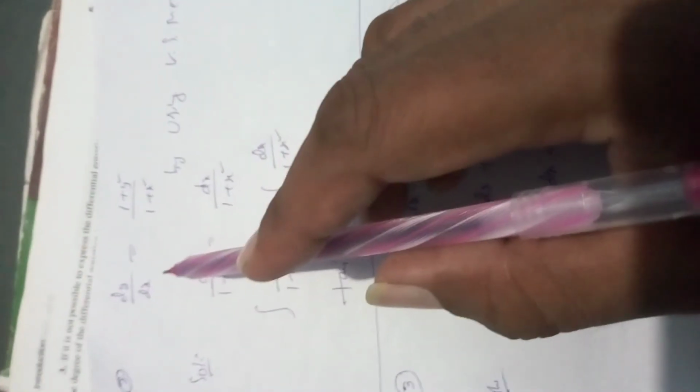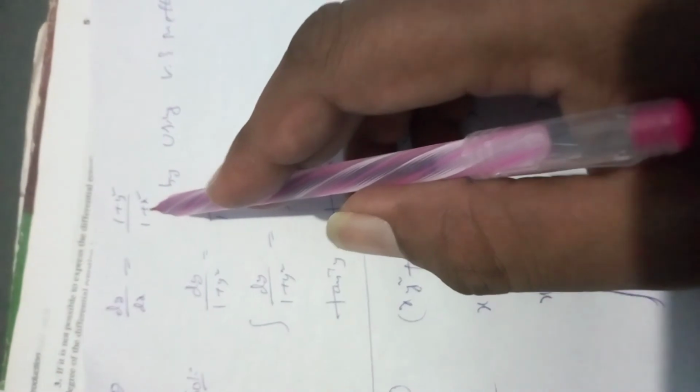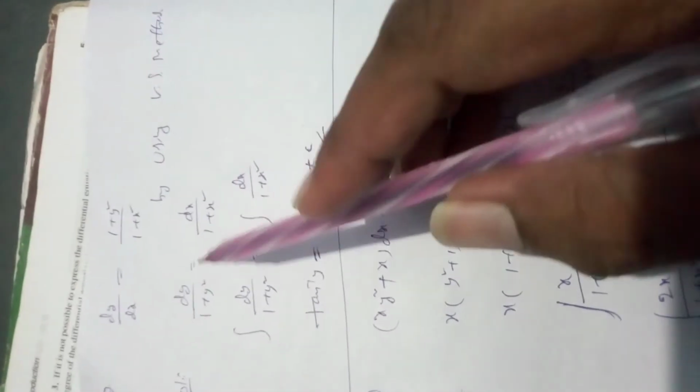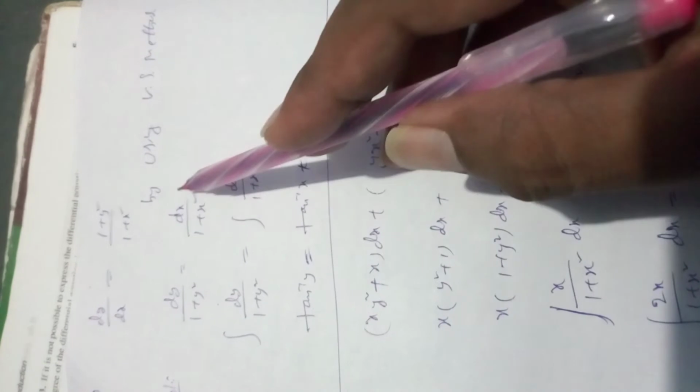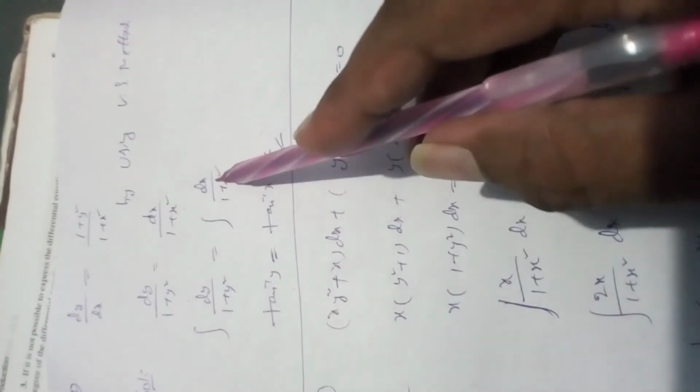Next one: dy by dx equals (1 plus y square) by (1 plus x square). This is the differential equation, and to find the general solution we apply the variable separable method. Y terms on one side, x terms on the other side: dy by 1 plus y square equals dx by 1 plus x square. Integrating both sides, this is tan inverse y and this is tan inverse x. So tan inverse y equals tan inverse x plus c.